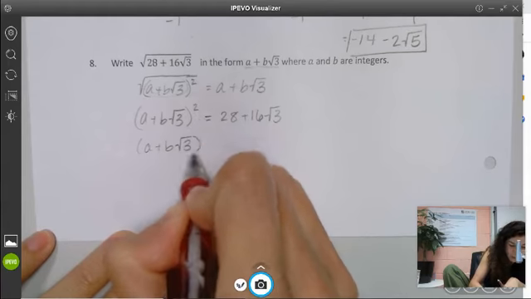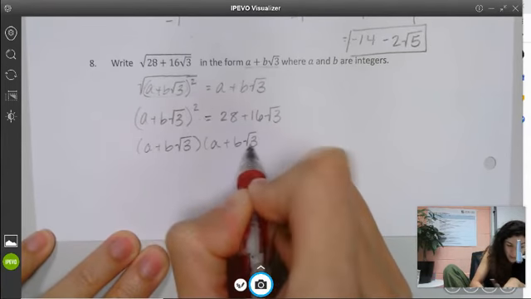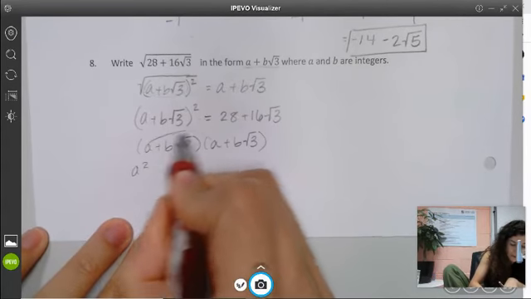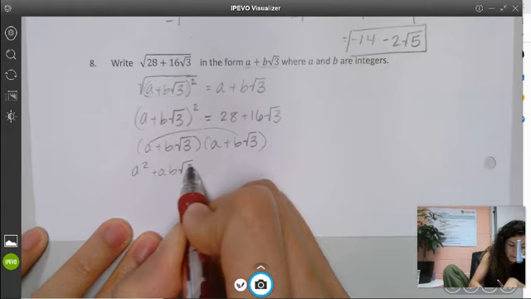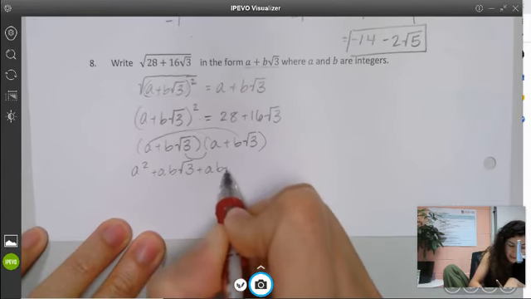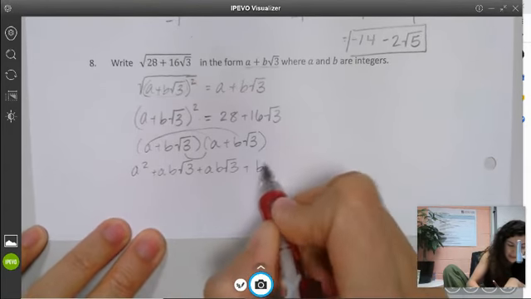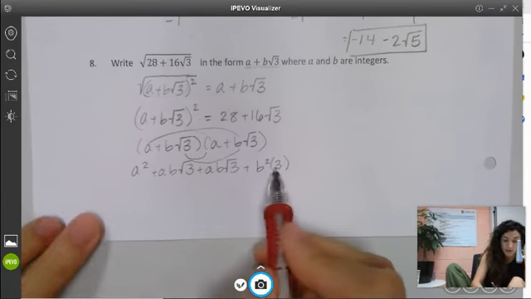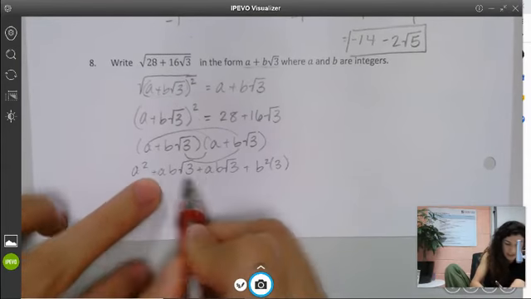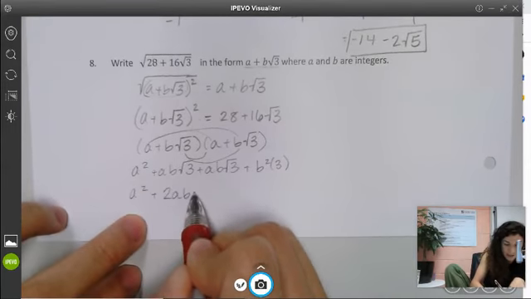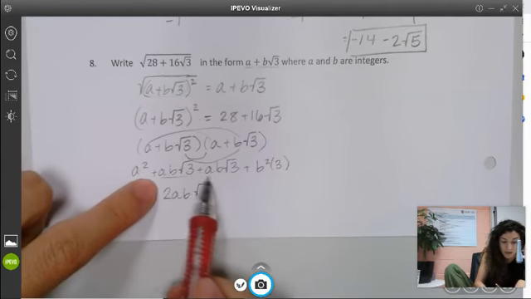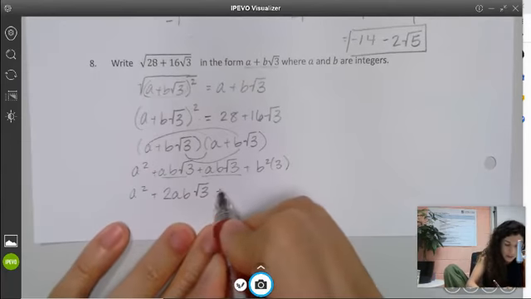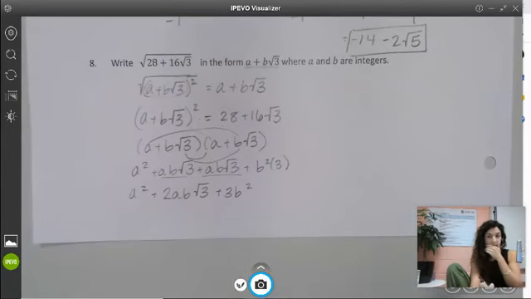A plus b times the square root of 3 times a plus b times the square root of 3. First times first, outside times outside, inside times inside, and then last times last. Combining like terms, a squared plus, these guys can combine together to be 2ab square root of 3. We've got one of them here and one of them here. Adding it together, we now have 2. And then I'm going to make this 3b squared.